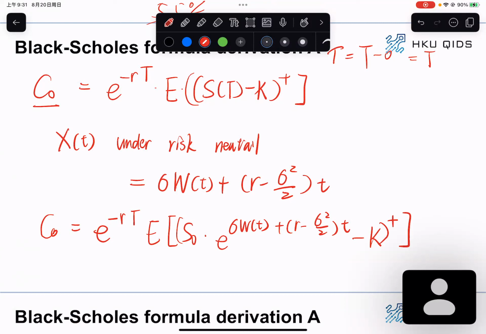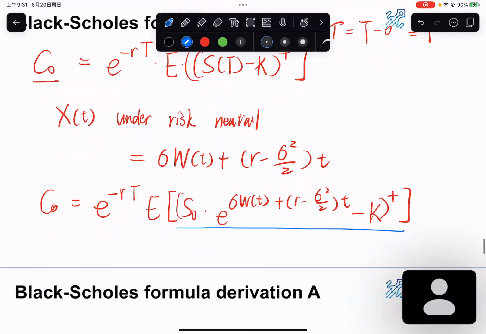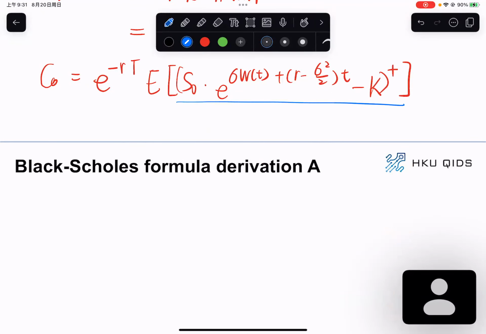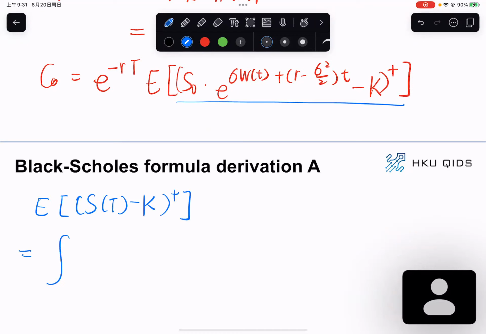And now we can see the only part we need to derive is this part. Okay? And this part, we can separate them out, which is just E[(ST - K)+]. It should be equal to the first part, which is the integral from negative infinity to positive infinity of (S0 e^x - K)+, right?